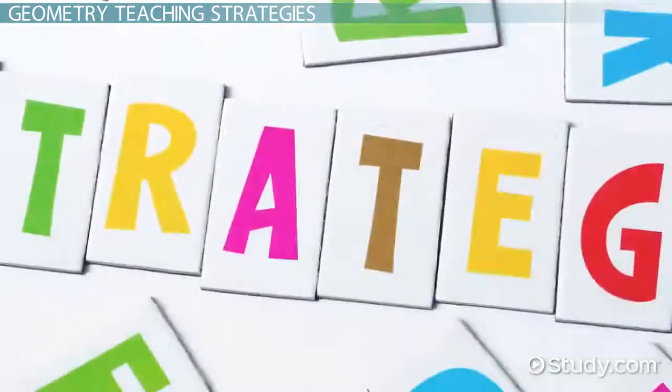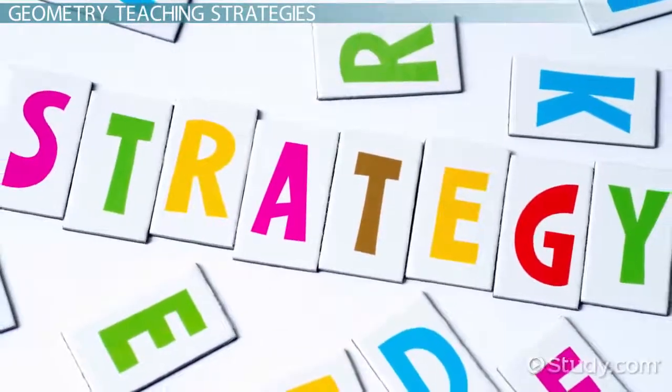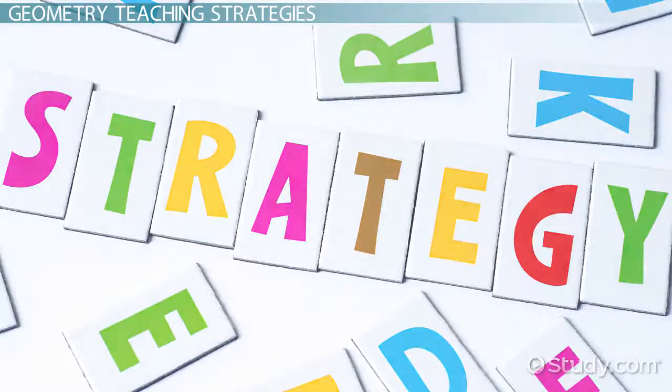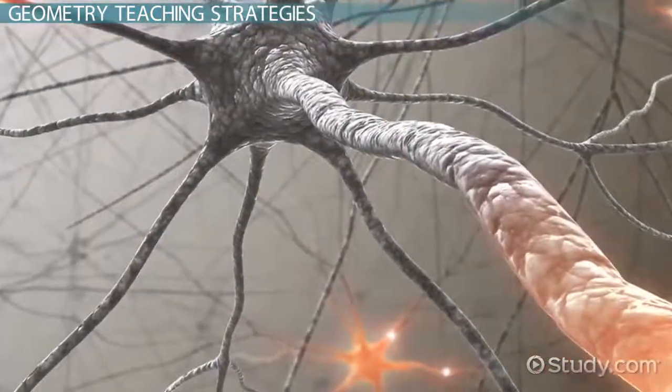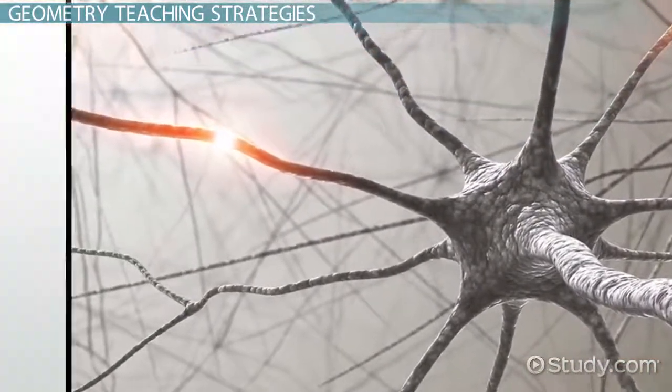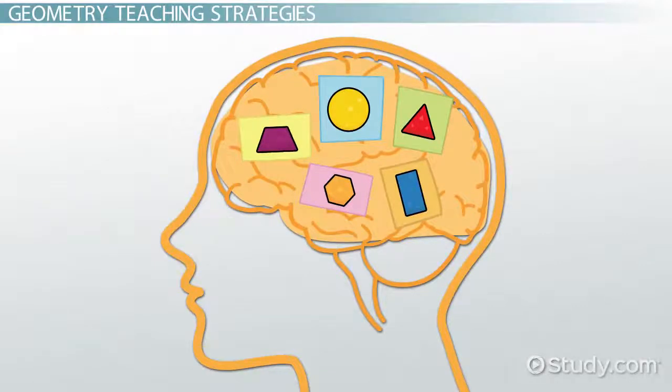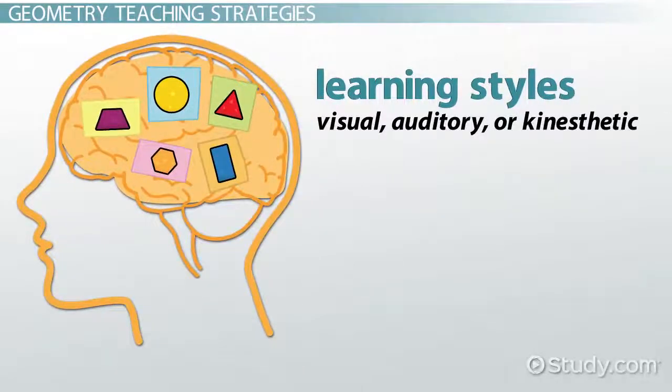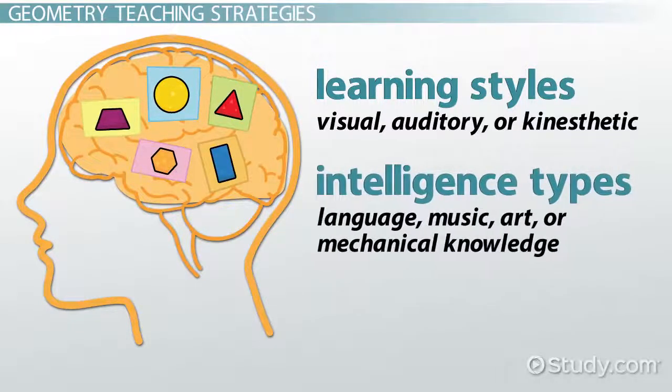All strategies for meeting these objectives should involve several areas of the students' minds because this reinforces their memory connections as they're learning. Lasting impressions are formed in the human mind, especially the young one, through the use of reinforcing sensory impressions. You want to appeal to as many learning styles, such as visual, auditory, or kinesthetic, and intelligence types, such as language, music, art, or mechanical knowledge, as possible.